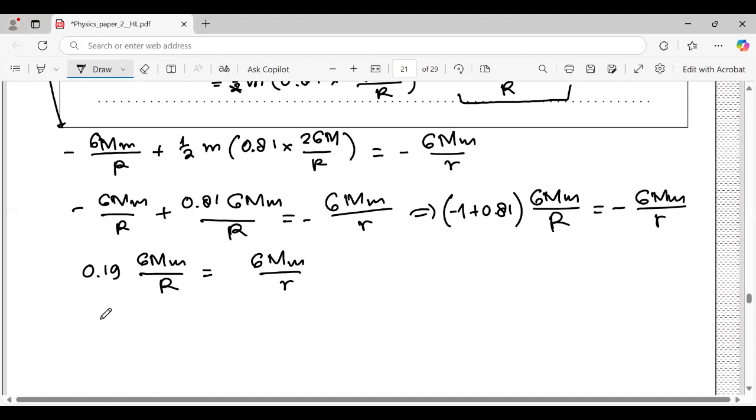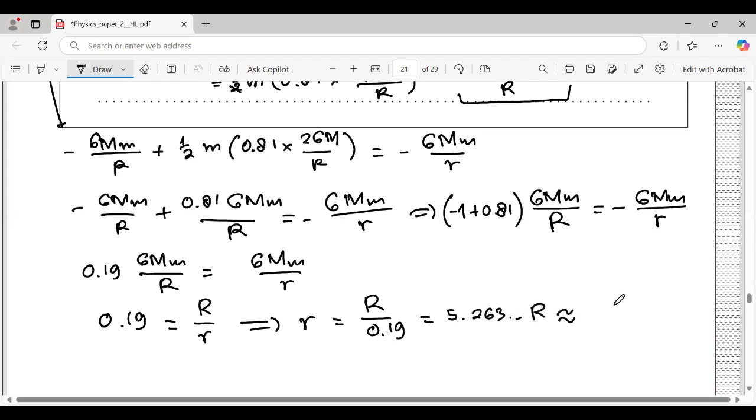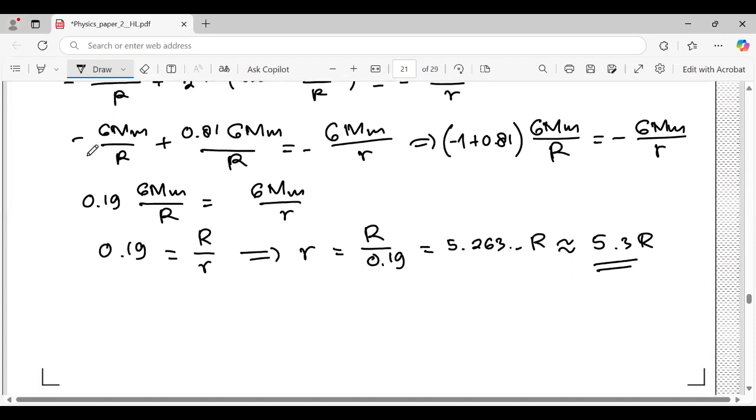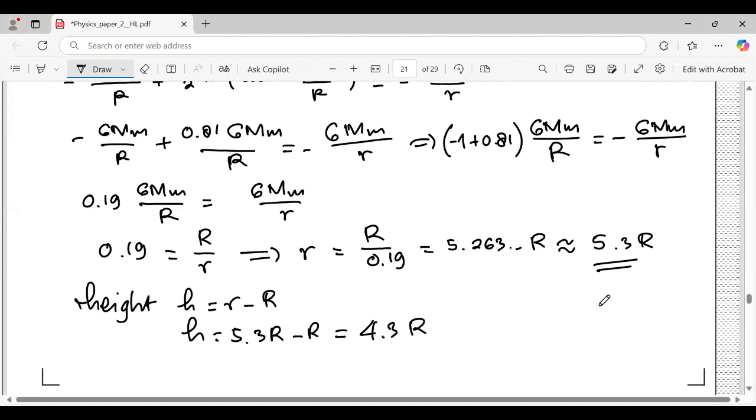And we can find that 0.19 equals R divided by r, or r equals R over 0.19, which is 5.263 R, or 5.3 R. So this is r equal to 5.3 R. And we're going to find the height h equals r minus R. So h equals 5.3 R minus R. It is 4.3 R.